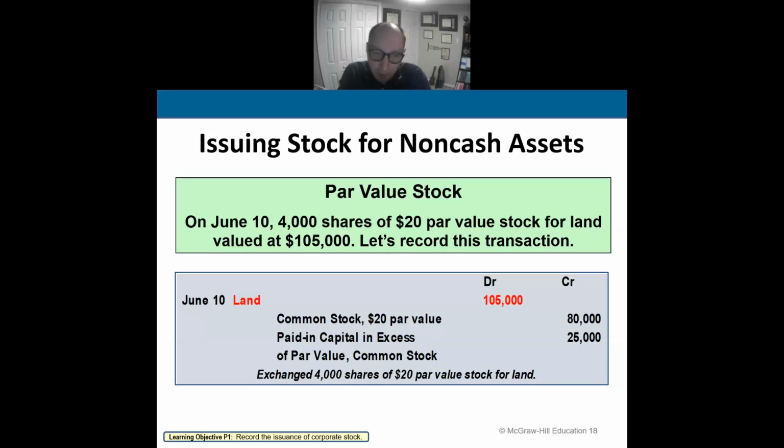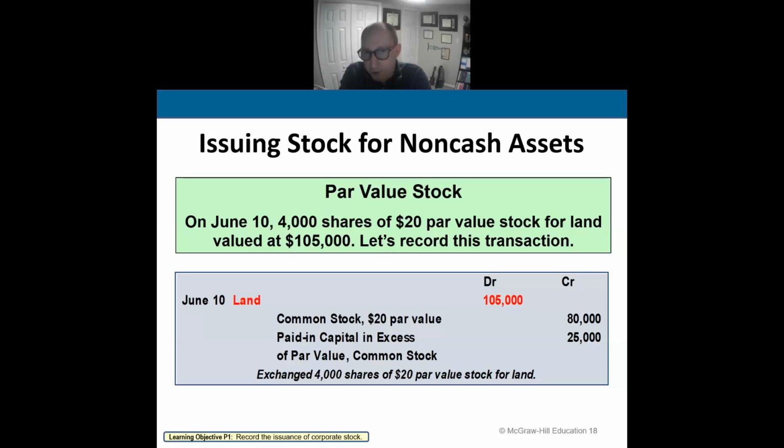So let's say you find a small business and you're looking to invest in that small business. Instead of cash, there might be an exchange for stock, for the asset, right? So in this example, we are buying a piece of land, but instead of paying in cash, we're going to pay in stock. It's not probably as common as you might think, but it does happen from time to time. So in this example, we purchased a piece of land valued at $105,000. And we did that for 4,000 shares of stock with a $20 par value.